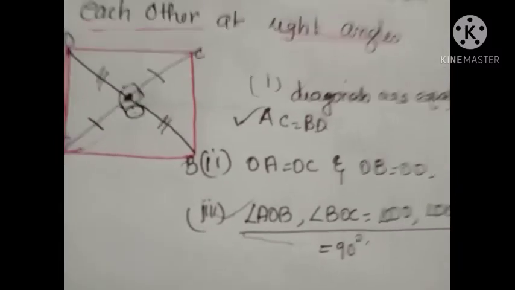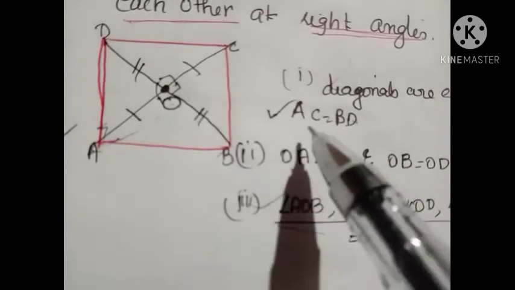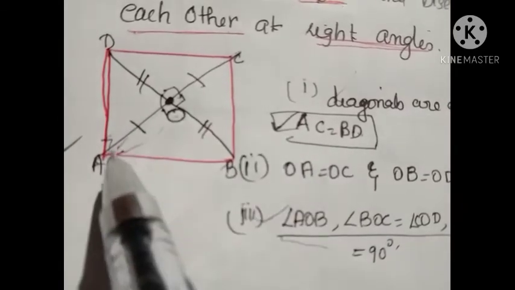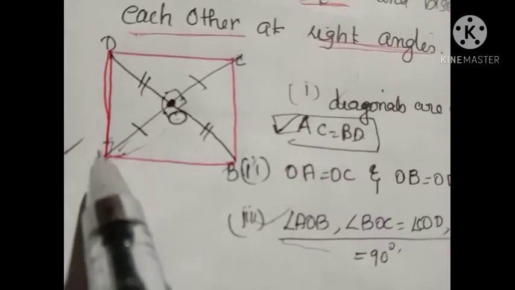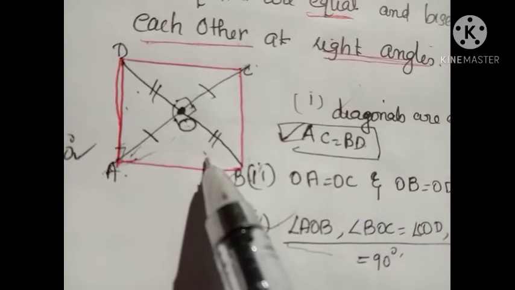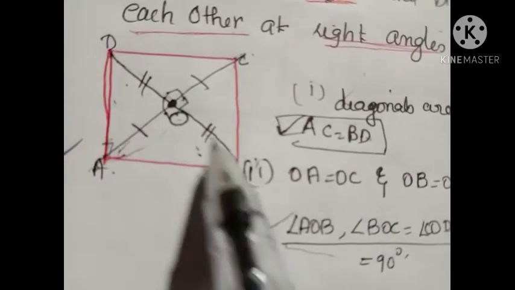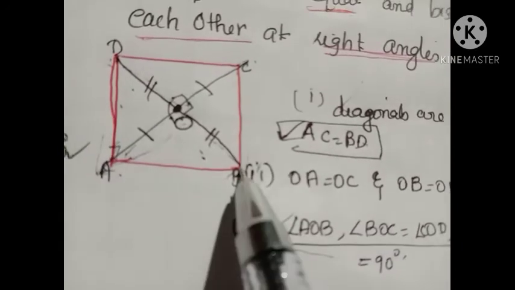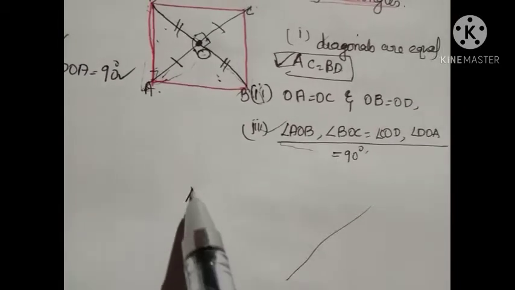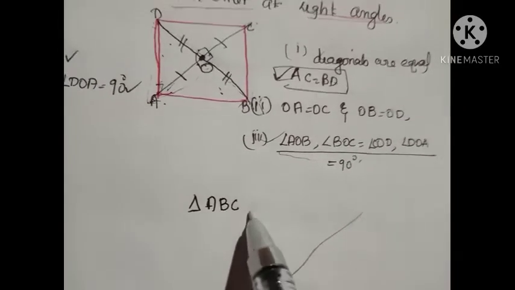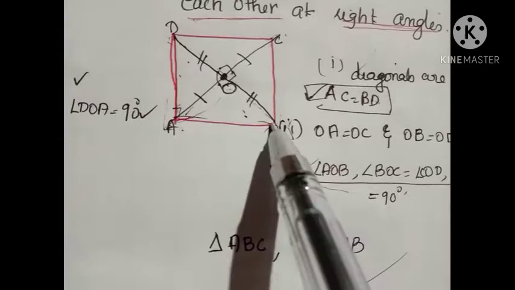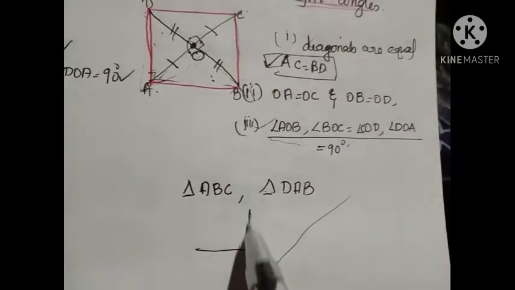For this, first we have to consider two triangles. We are going to prove diagonals are equal. For the AC diagonal, you can take either triangle ABC or triangle ADC, because AC belongs to both these triangles. Similarly, the BD diagonal belongs to DAB and DCB. So here I am going to select two triangles, namely triangle ABC and triangle DAB. ABC triangle means this one.